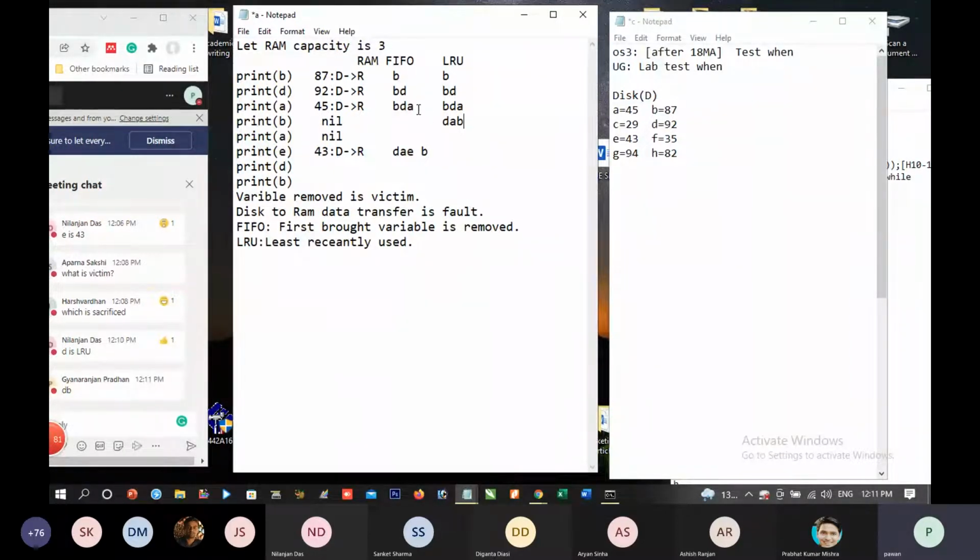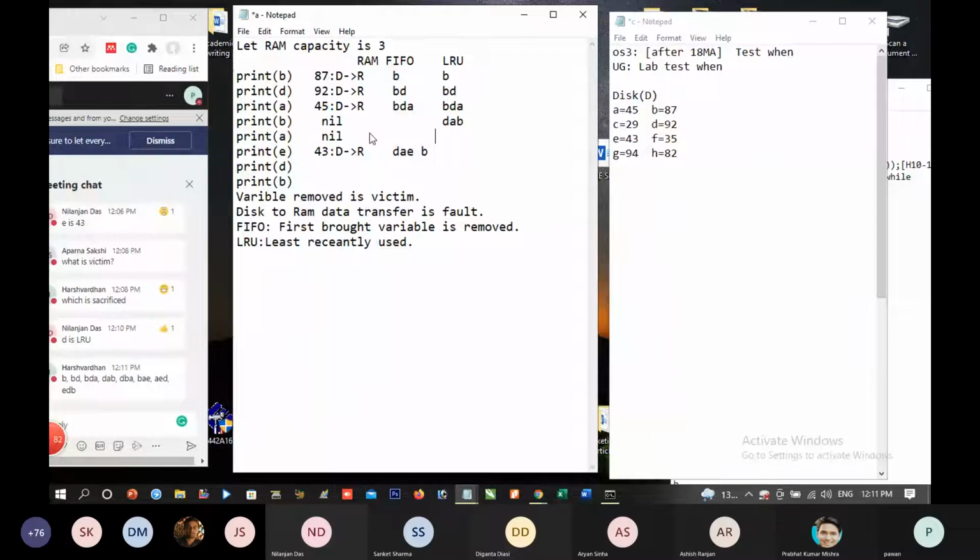Something which is towards the beginning will have a tendency to get removed. So since B is used again, there is no data transfer. B had been put at the back in the RAM itself, at least logically, even if not actually. So B does not become victim very soon because B has been used now. Now, A had been used, so A has been put at the last.